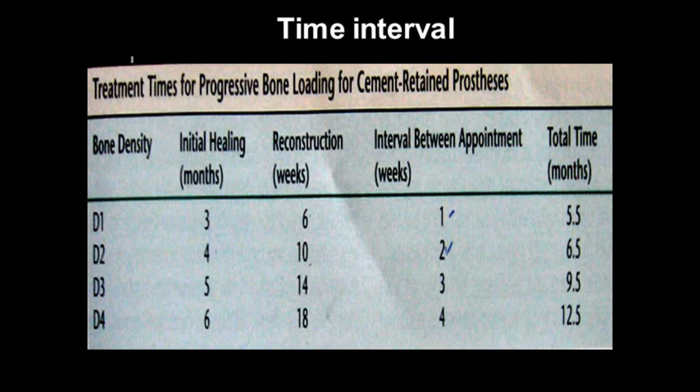We know the Misch classification of bone based on density, that is D1, D2, D3 and D4. Depending upon the density present at the initial surgery, we have to separate the treatment appointments by a specific time interval. And along with this, the dentist attempts to gradually increase the loading to the implants at each prosthetic step. Here you can see the chart of the bone densities and the treatment times given.